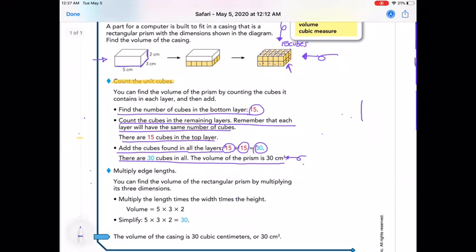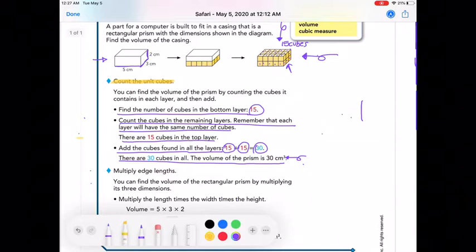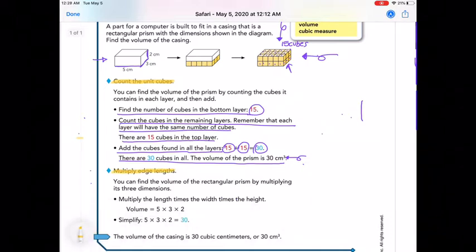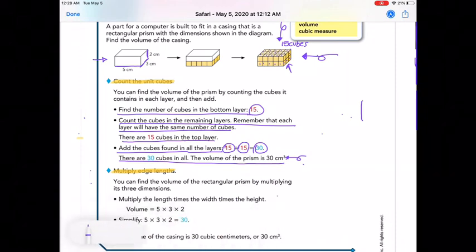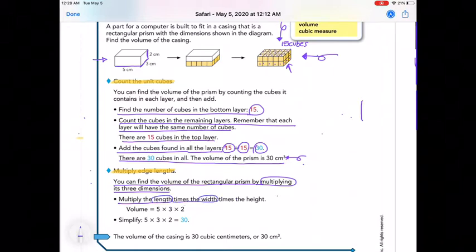Okay, the other way says to multiply the edge lengths. It says you can find the volume of a rectangular prism by multiplying its 3 dimensions. Multiply the length times the width times the height. So there we get our formula for volume. Volume equals length times width times height.